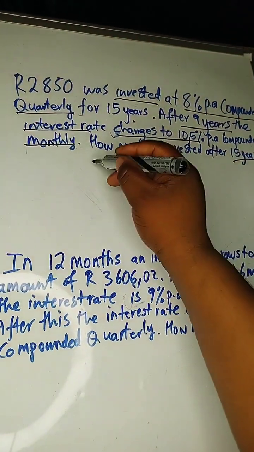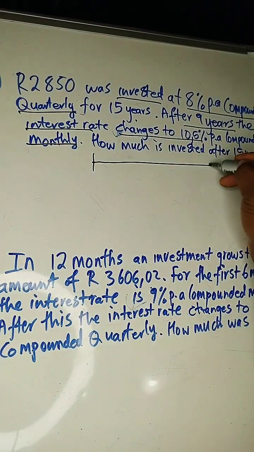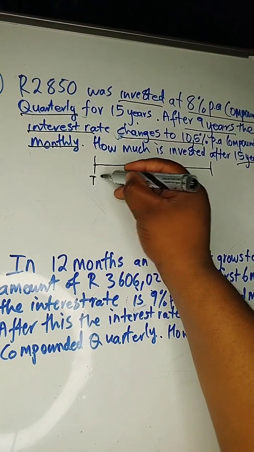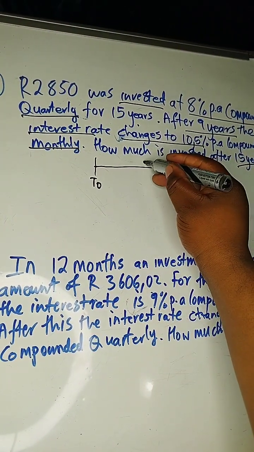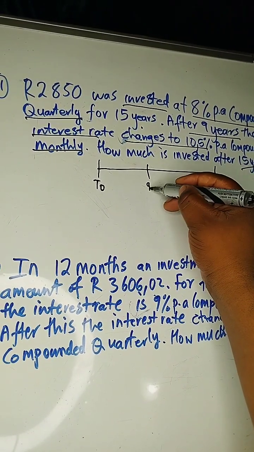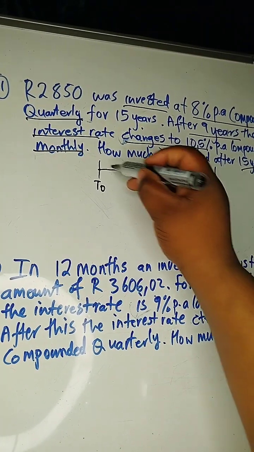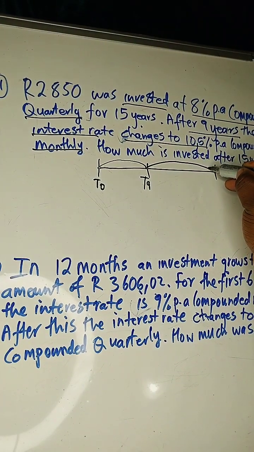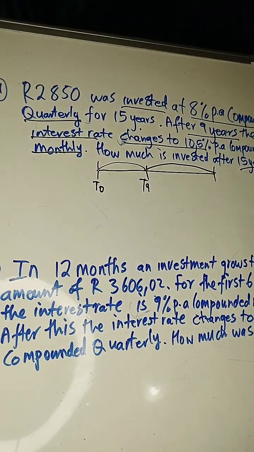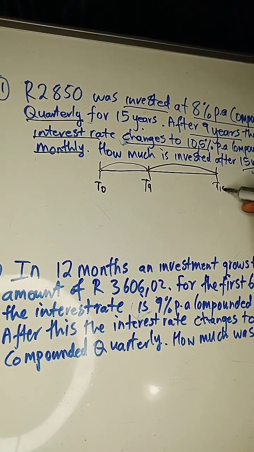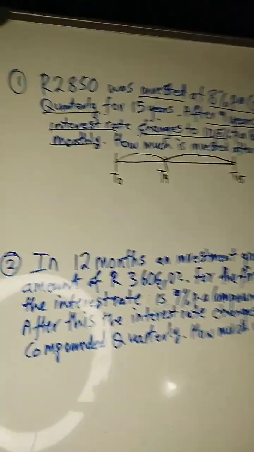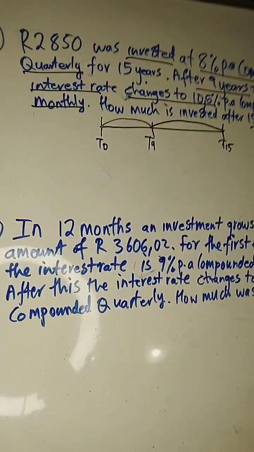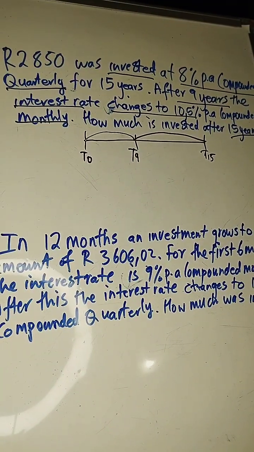Okay. Number one, we draw the timeline. This is our timeline. We have T0, and then at T9 it changes. So we have an interest rate from here to here and from here to here. Then here it is T15. Now let's do this problem and check if we do understand.